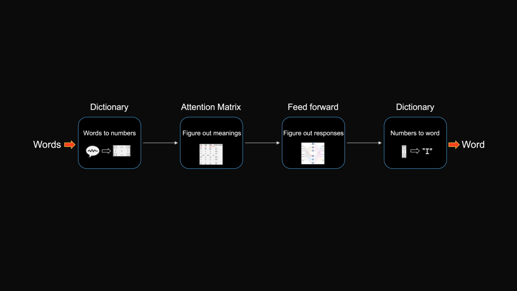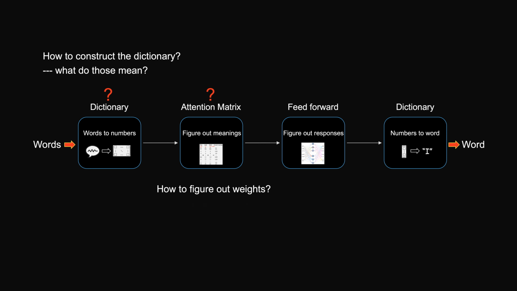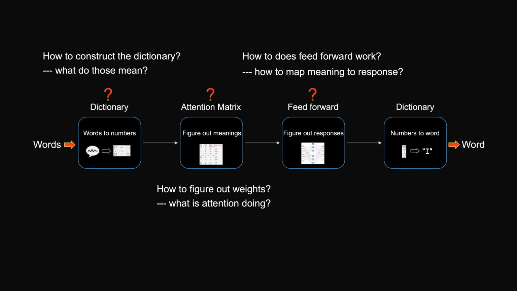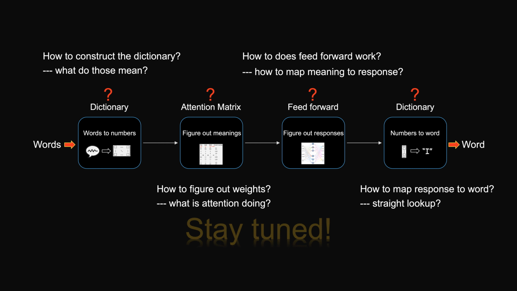But I have a lot of questions. For example, how to construct the dictionary, and what do they mean? How to figure out these weights? What is attention doing? How does feed-forward work? How to map meaning to a response? Then, how to map response to a word? Is this straight lookup? We will keep exploring.